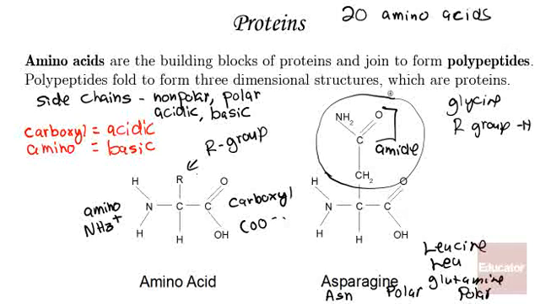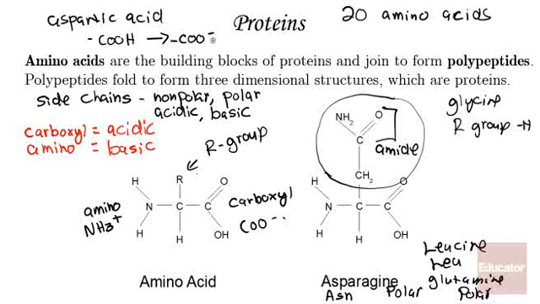Aspartic acid is a good example of an acidic amino acid. The side chain contains COOH, this carboxyl group, and at cellular pH, this becomes ionized to COO minus, and therefore this is an acidic amino acid. It tells you so in its name.